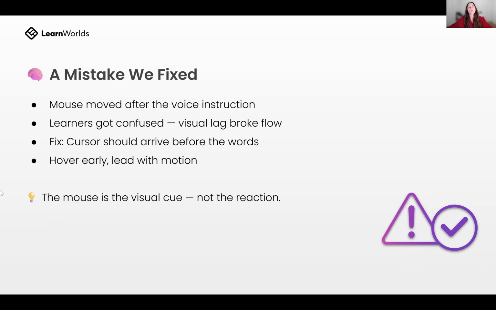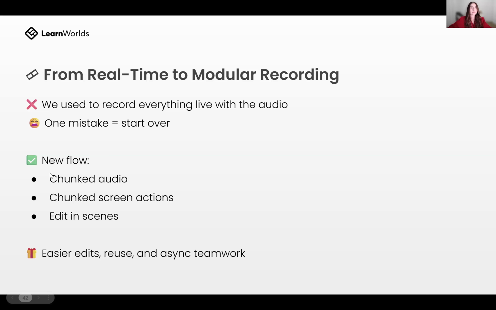So, what was a mistake that we fixed? I think we mentioned that as well, but before, our mouse moved after the voice instructions, right? That ended up with the learner getting confused because the visuals were lagging and the flow wasn't there. So the fix here would be for us to move the cursor first and then speak the words. The visuals should come first and then the narration should follow. So hover early and lead with the motion, right? The mouse is your visual cue. It is not a reaction, so it should come first. Keep that in mind, especially if you're going to be doing screencasts like we did.